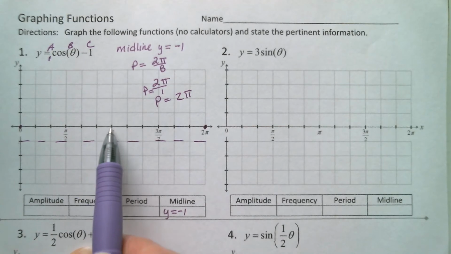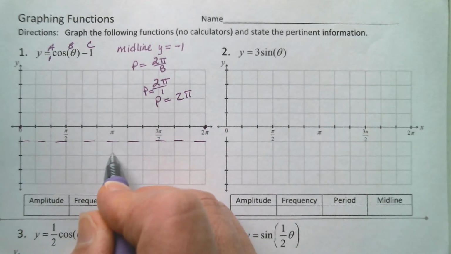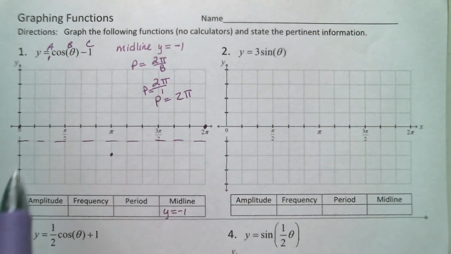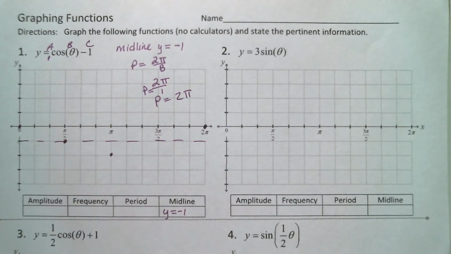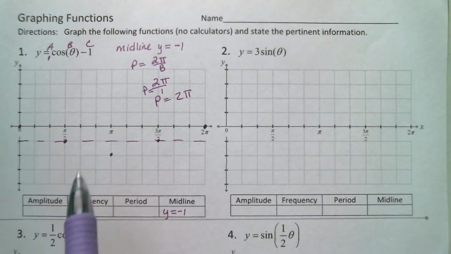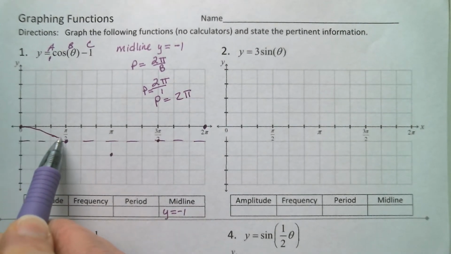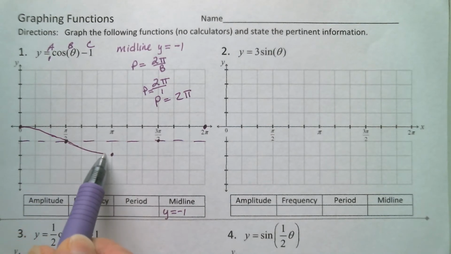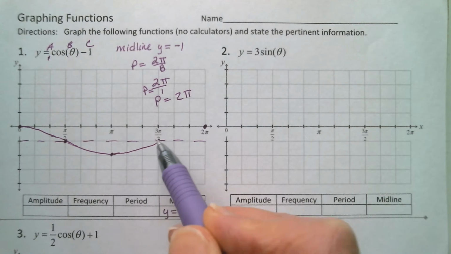Midway between, at pi radians, it will be at its minimum point, 1 below the midline. And then at pi over 2 radians, it'll be on the midline, and at 3 pi over 2 radians on the midline. So we have our 5 points, and now we connect them. Again, you're trying to connect it with a nice smooth curve. These are not line segments.